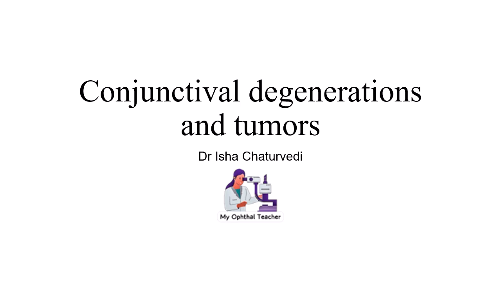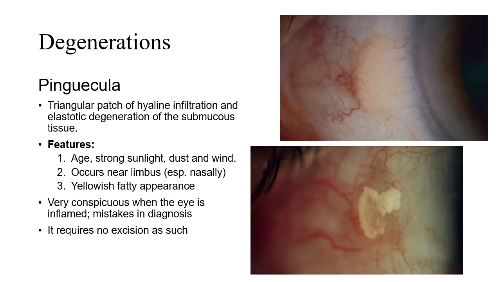Hello and welcome to my Opthal teacher, and we're going to talk about conjunctival degenerations and tumors today. There are two main types of degenerations, that is pinguicula and pterygium.